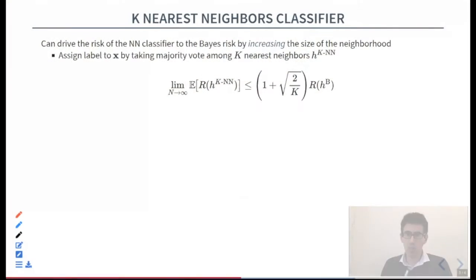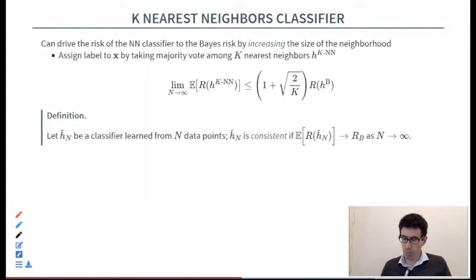So it turns out that these results do generalize a little bit. It's actually possible to drive the risk of the nearest neighbor classifier exactly towards the base risk if you increase the size of the neighborhood. One generalization of the theorem that we established is one in which you assign k nearest neighbors, you take a majority vote, and in that case you can show that the upper bound, instead of just being 2, is actually 1 plus square root of 2 over k. And as k gets large, it goes to 1, so you will be able to upper bound the risk of your nearest neighbor by the base risk.